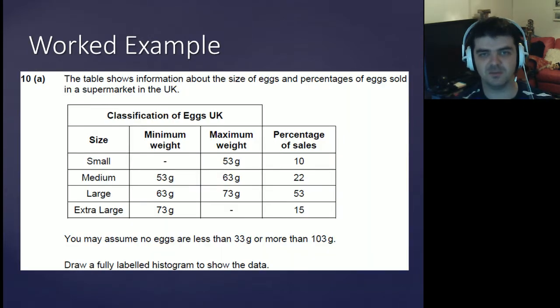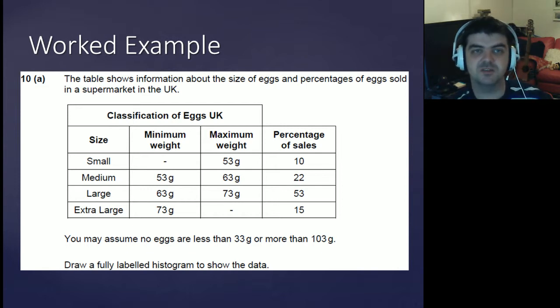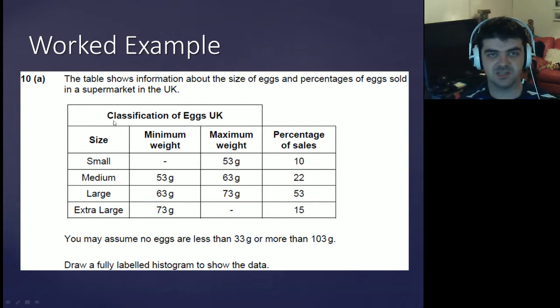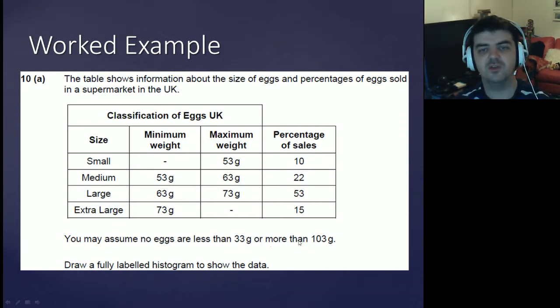Let's do a worked example that's from a past paper. So a table shows information about the size of eggs and percentages of eggs sold in a supermarket in the UK. So along the top here we have our classifications of the eggs, both in size, so small, medium, large, extra large, and we have the minimum weight, with the maximum weight, and the percentage of eggs that they sold in a supermarket. Now the first bit of information it gives you, you may assume no eggs are less than 33 and or more than 103. So these two bits that are dashed out, we can now fill in.